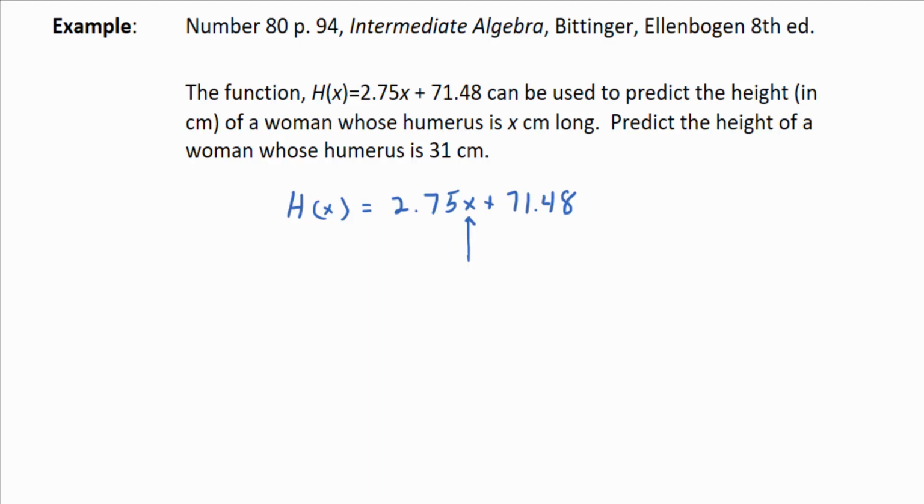Okay, so you guys told me what to do. What are we going to do? Function notation wise, we're plugging in for x, right? So function notation wise, what would that look like? H of 31. Okay, break out your calculator. You can type it in just the way it looks. Don't be afraid to type it in 2.75 times 31 and then plus 71.48 all at once. And what do you get?